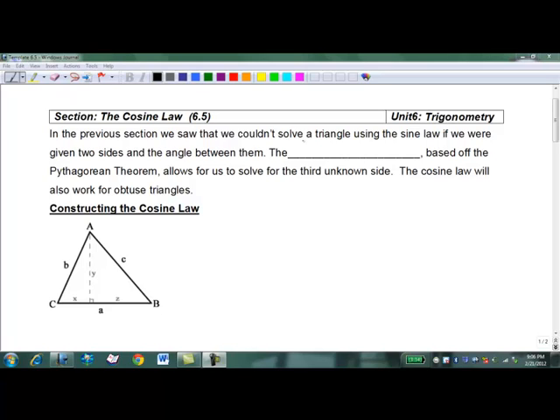Basically, in the previous section we saw that we couldn't solve a triangle using the sine law if we were given two sides and the angle between them. That's still a lot of information. It should be enough information, but not enough for just the sine law, so we need to use the cosine law.